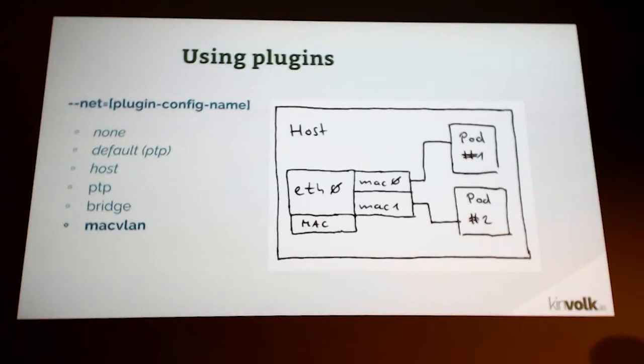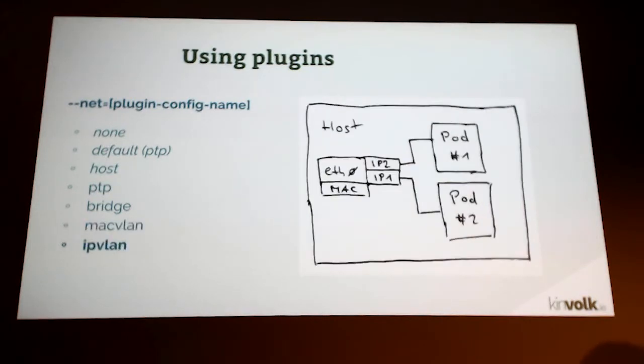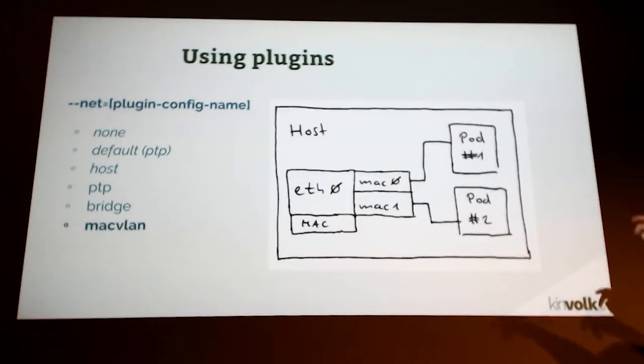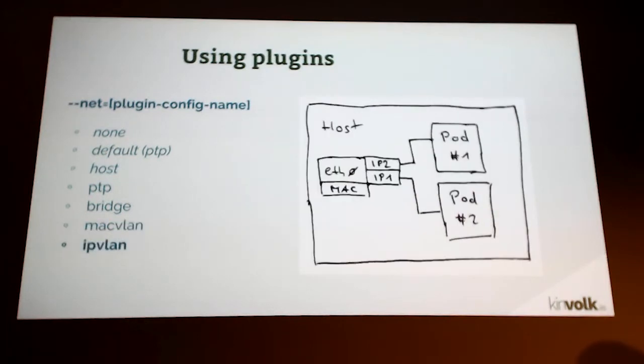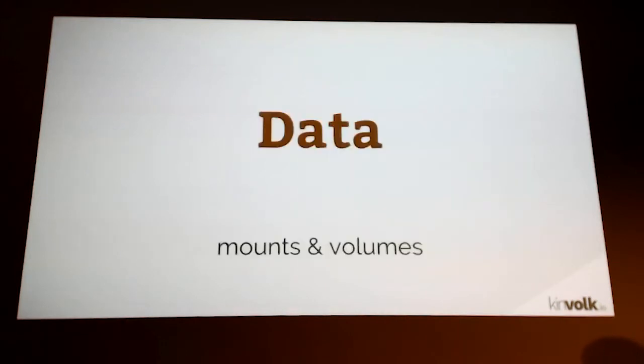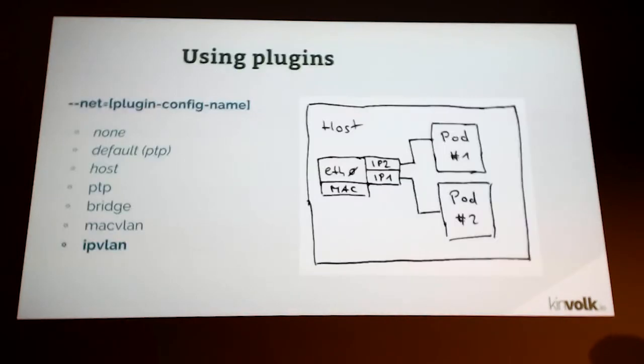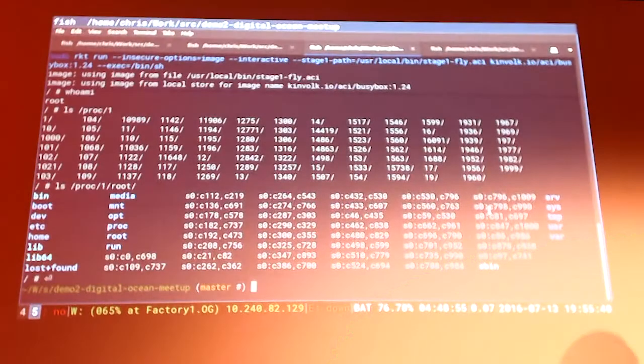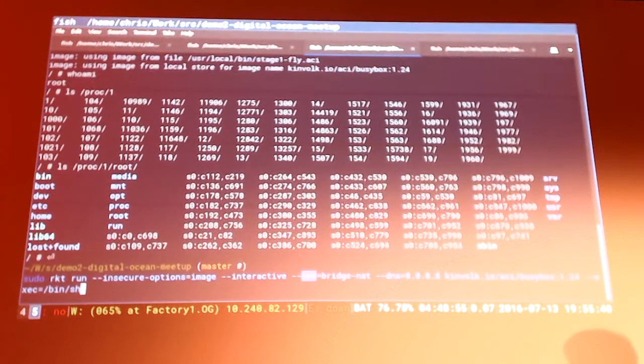And then you have things like MacVLAN and IPVLAN. With MacVLAN, you can assign a MAC address to each, and with IPVLAN, each pod has its own IP address. Actually, we will run some. So I did want to do some things here. So let's see what we have.